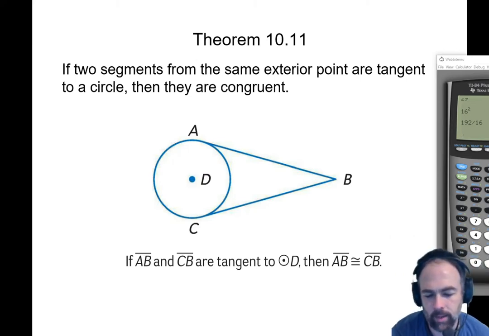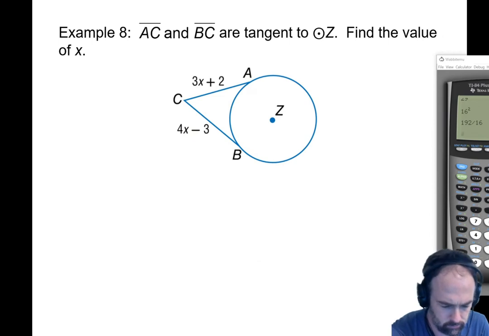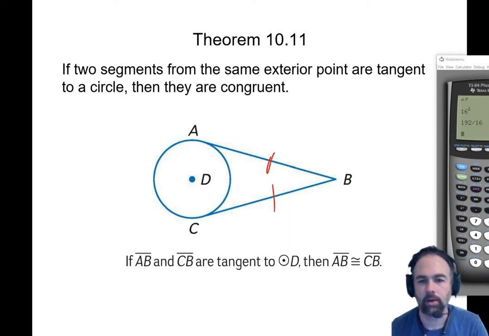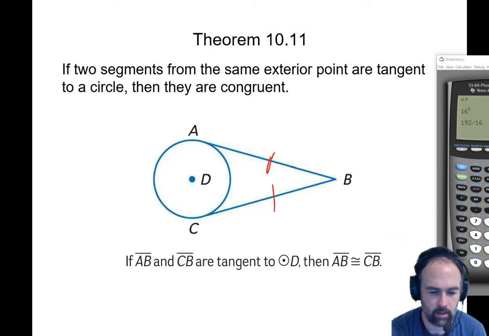Okay, if two segments from the same exterior point are tangent to a circle, then they are congruent. Here we go. We got point B outside the circle. AB is tangent, CB is tangent. That means that these two, my pen didn't work. I'm having all sorts of technical difficulties today. These two are congruent because they are tangent to the circle from the same exterior point.